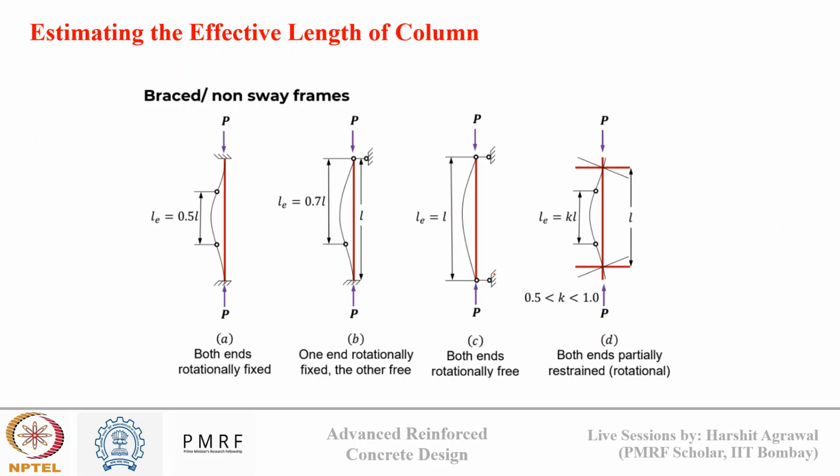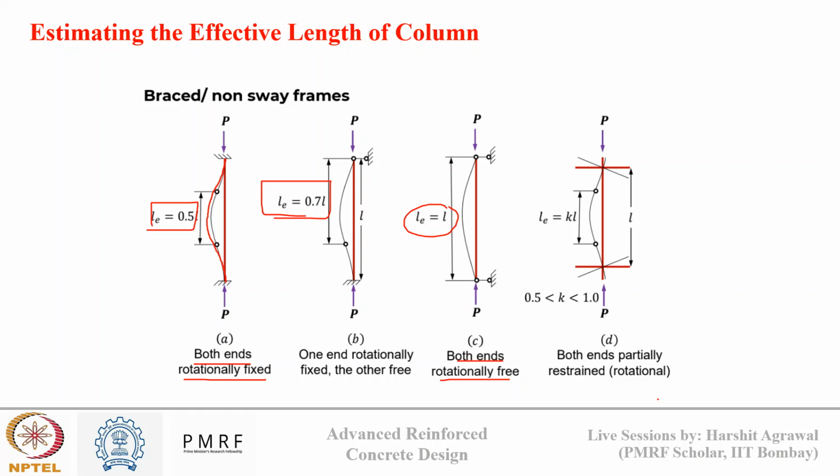Now, in the IS 456 code, we can find the value of K for some basic cases. As shown on this slide, we have three well-defined cases for a braced frame or a non-sway frame. You can see when both ends are fixed for rotation, the deflection profile will come like this, and the effective length is 0.5 times the unsupported length of the column. If one end is fixed and the other end is free, then the effective length is 0.7 times L. If both ends are free for rotation, then the effective length is equal to L.